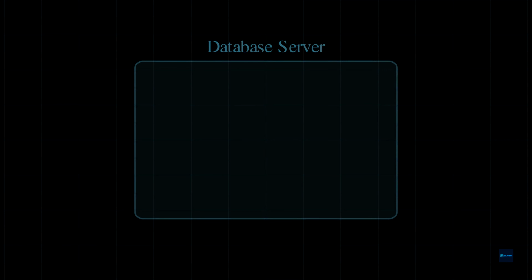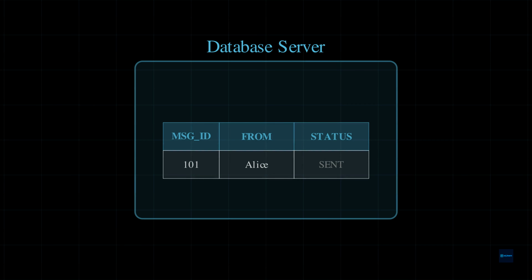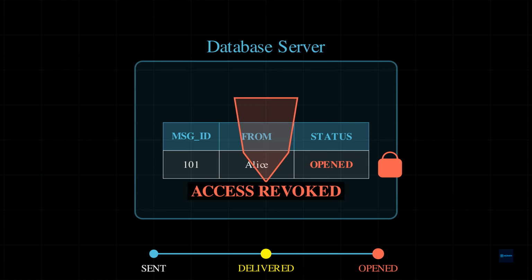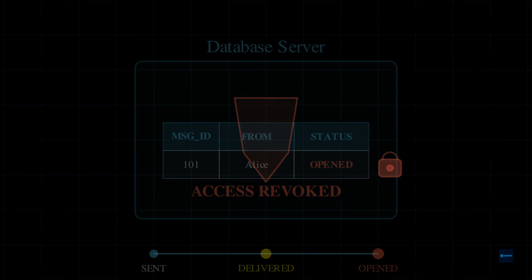To keep track of everything, we need a database. We likely use something like Cassandra or DynamoDB because they are very fast at writing data. We need a table that tracks the message status. The status changes from sent to delivered, and finally to opened. This status field is our safety switch. Once that status hits opened, the system locks down. No matter what happens next, the server will never let that file be downloaded again.